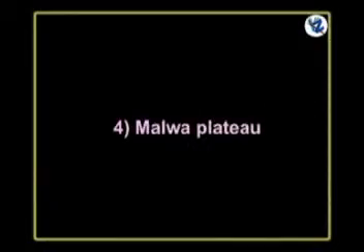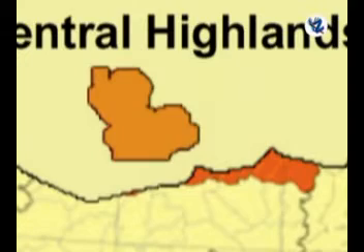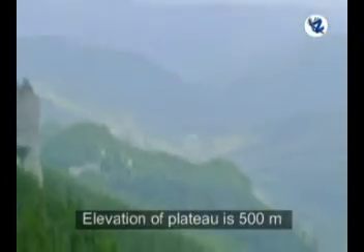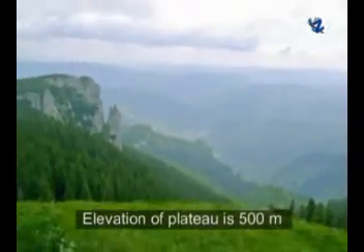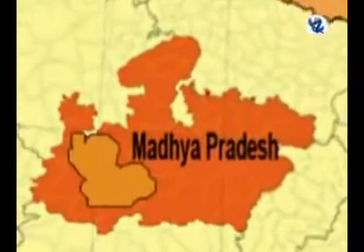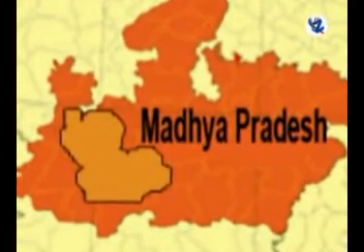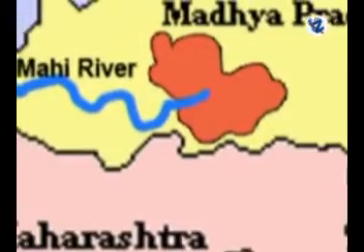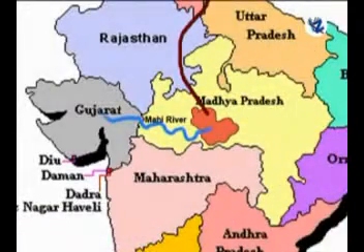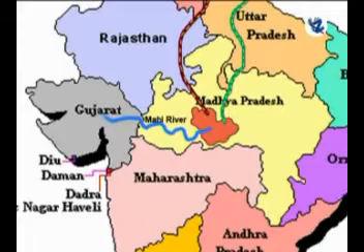4. Malwa Plateau. This is located in the southwestern part of the Central Highlands. The average elevation of the plateau is 500 meters. Major part of the plateau falls in the state of Madhya Pradesh. The river Mahi originates in this region and flows into the Gujarat area. The Chambal and Betwa rivers flow towards the north.